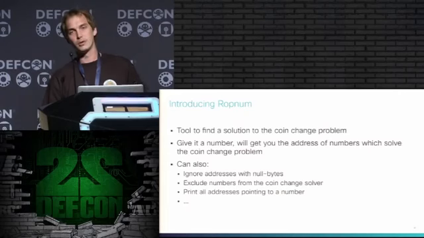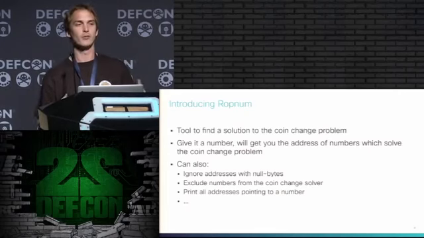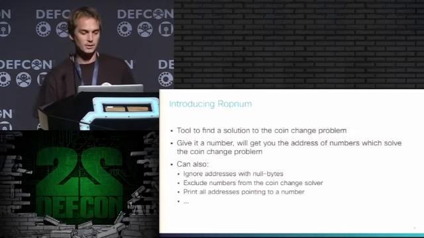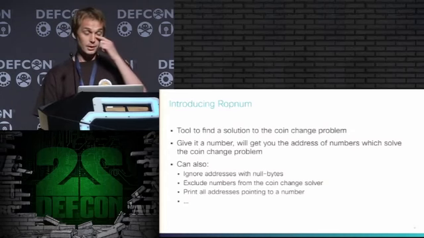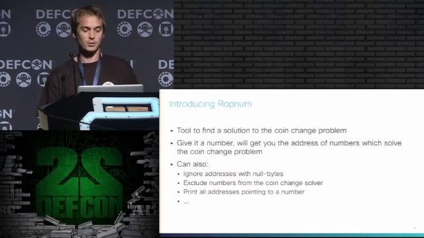So if you look at this back in the context of what I was talking about before, here you're looking to add up a bunch of numbers in memory to reach a chunk of your shellcode, right? So this is what ROPNUM will do. It's got a bunch of extra features, you know, it can ignore null bytes, exclude numbers which you don't want in the coin change solver, and it can print all memory addresses pointing to a number, pointing to zero, et cetera.